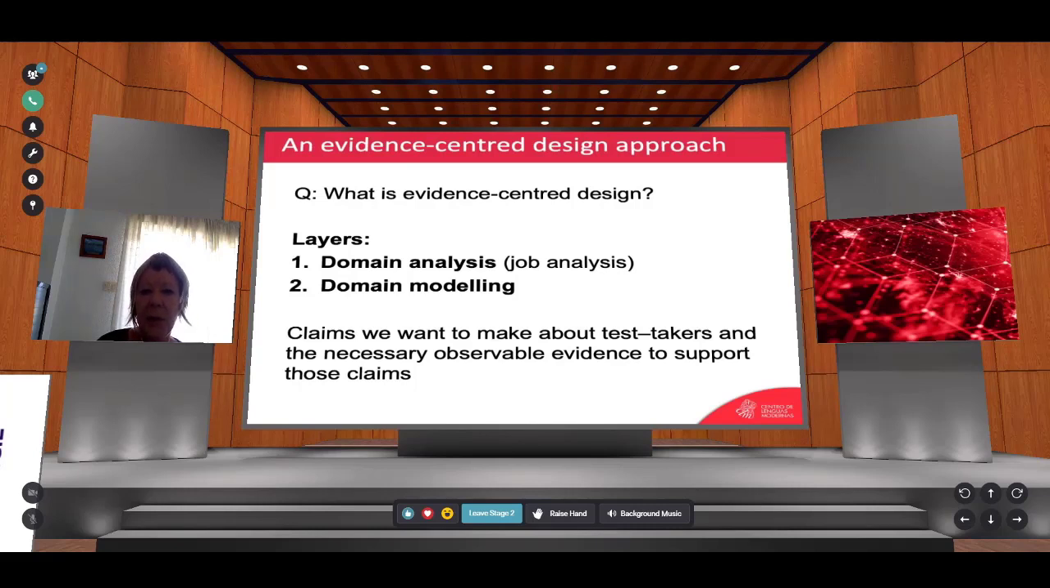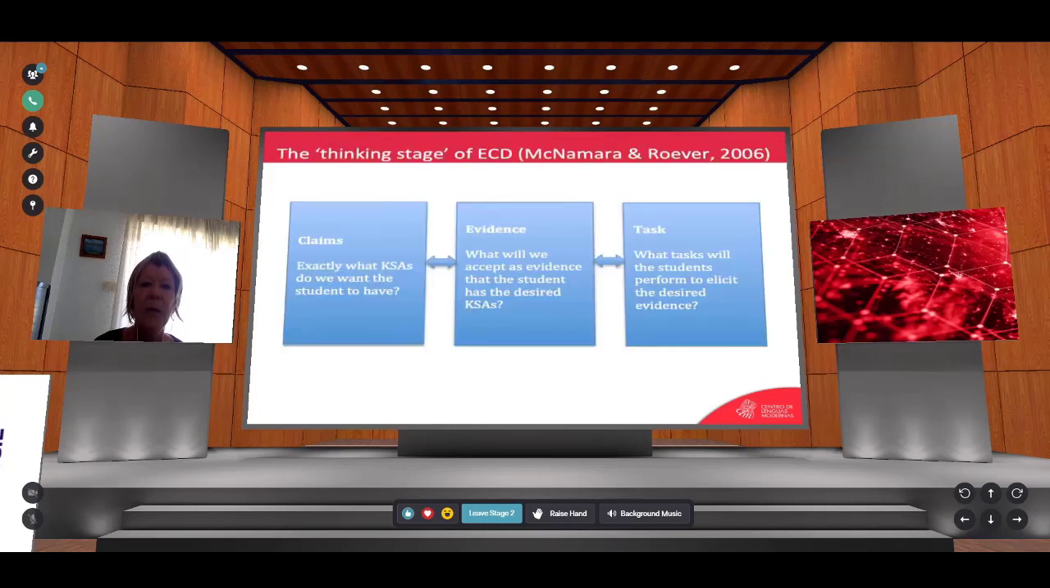And so these first 2 layers, domain analysis and domain modeling, have been called the thinking stage of ECD. What exactly are the KSAs, the knowledge, skills and abilities that we want our students to have? We need a good definition of our construct. The evidence: what will we accept as evidence that the student has these KSAs, and what tasks will elicit a performance to give us the desired evidence?